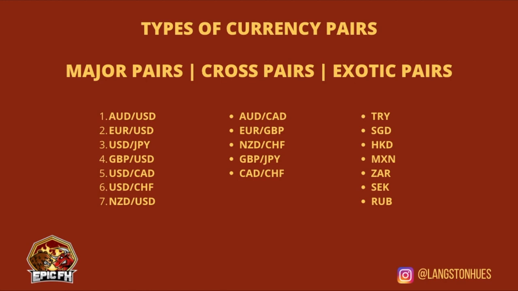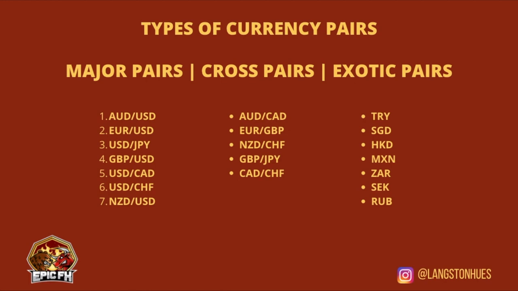Now, the cross pairs are also the major pairs with the one exception: they don't include the USD. And then lastly, we have the exotic pairs. The exotic pairs are considered pairs that belong to nations that are still emerging economies or still developing economies. Although that may not be true for the second one, SGD, Singaporean dollar, which is a well-developed economy, but they've always been known as exotic pairs.